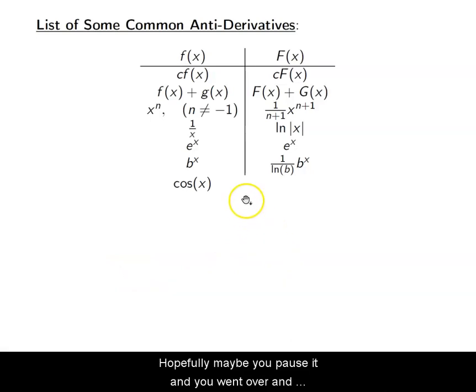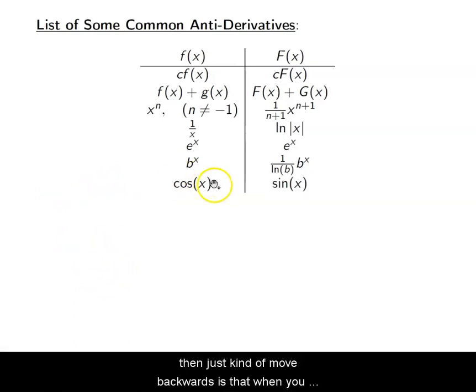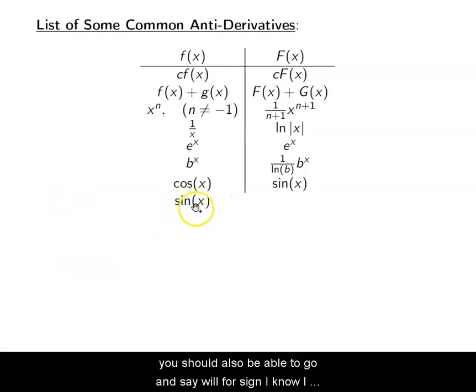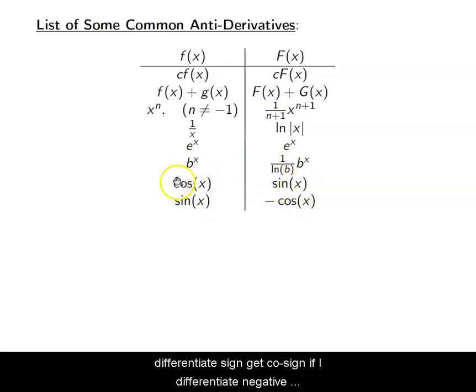Okay, hopefully maybe you paused it and you went over it. Maybe you wrote down the cosine, sine, cosine, sine, cosine, sine for the derivatives and you changed the signs appropriately. And then you just kind of move backwards a step when you have cosine, and it should be your regular sine. Now, if you wrote down the cosine, sine sequence, then you should also be able to say, well, for sine, I know I need to have negative cosine, right? So think about that. If I differentiate sine, I get cosine. If I differentiate negative cosine, the sign changes and I get sine.